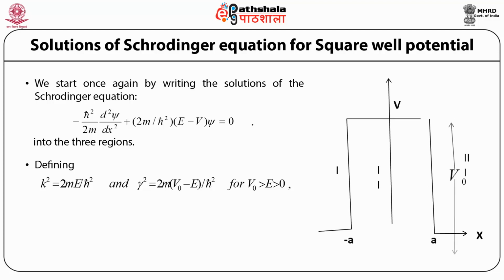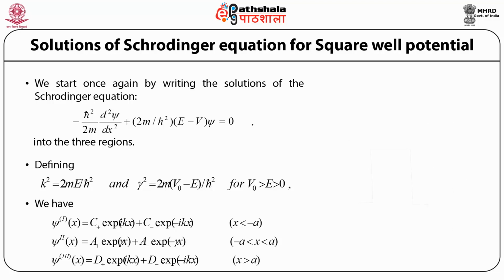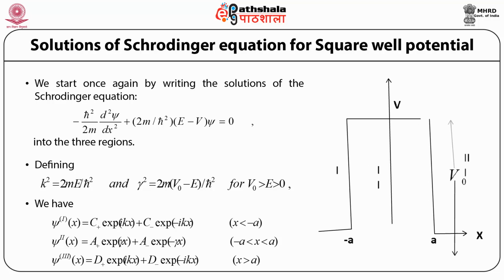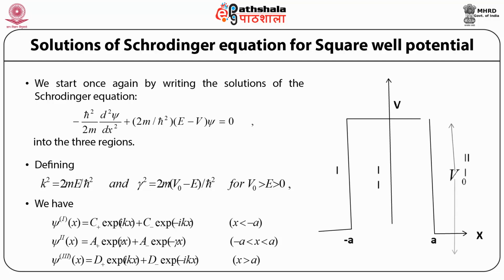equal to C plus into exponent iota kx plus C minus into exponent minus iota kx, where x is less than minus a. For region 2, where x lies between minus a and a, we have psi of x equal to A plus into exponent gamma x plus A minus into exponent minus gamma x. For region 3, where x is greater than a, we have psi of x equal to D plus into exponent iota kx plus D minus into exponent minus iota kx.